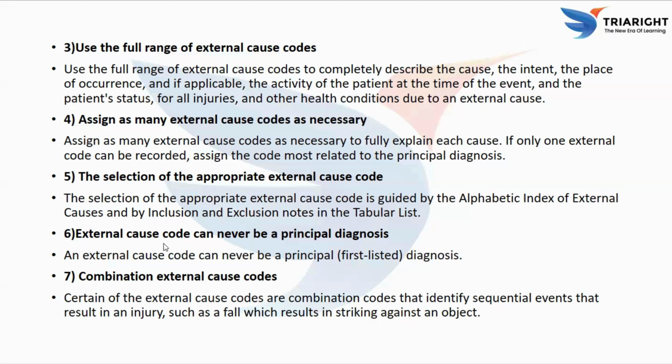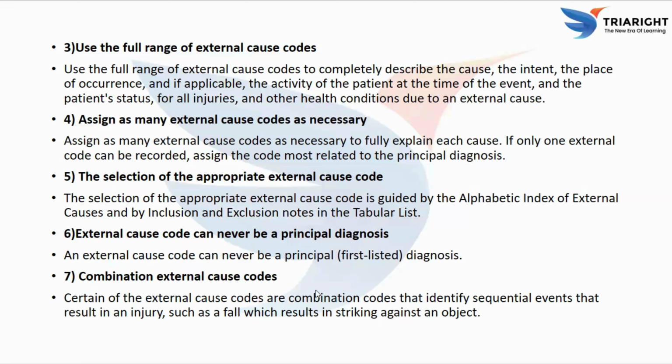So the sixth guideline is external cause code can never be a principal diagnosis. External cause codes cannot be first listed or a principal diagnosis. They must be the injury, disease and condition being treated. So these codes are always the secondary or additional codes.